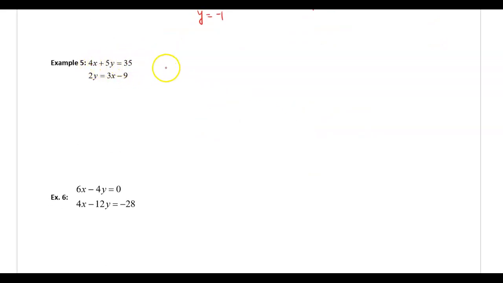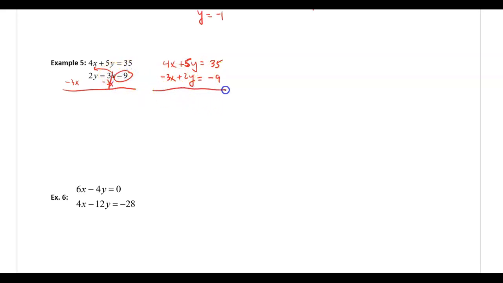Right now, is the first equation in standard form? Yes. Is the second equation in standard form? The answer to that is no. So, what do I have to do to put this in standard form? I'm going to bring the 3x over by subtracting it. So now when I do that, I would get negative 3x plus 2y equals negative 9. Remember, when I get rid of that, what do I have left?